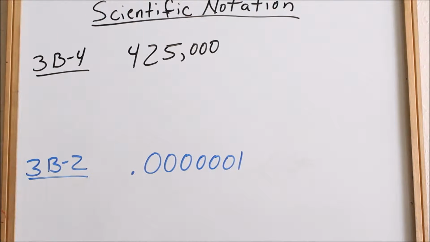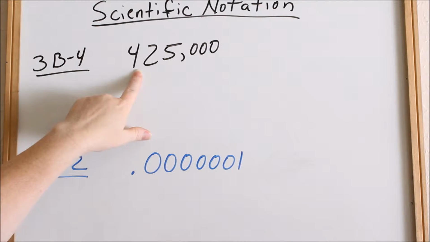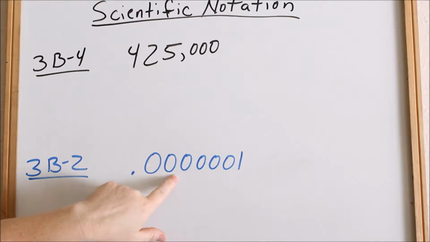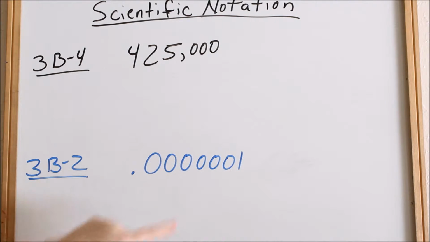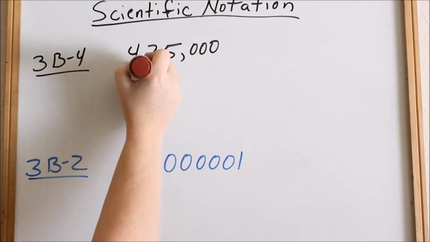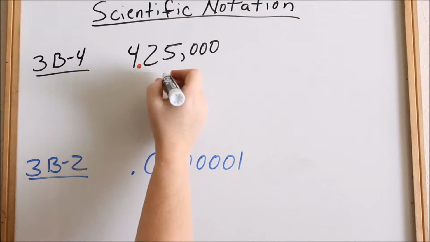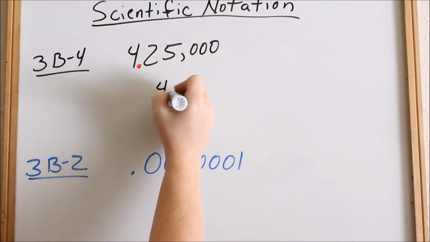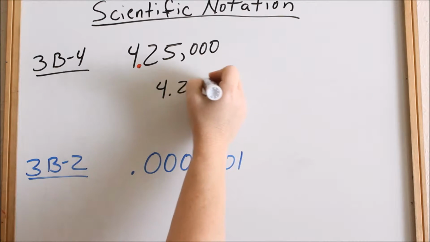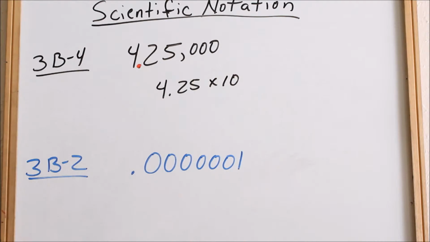Okay, we're going to be doing scientific notation. Scientific notation is a way to write large numbers or really small numbers in a condensed form. Here's how you do scientific notation. With scientific notation, the decimal is always going to go after your first digit. Always, always. So in scientific notation, this is going to be written 4.25 times 10 to the something.